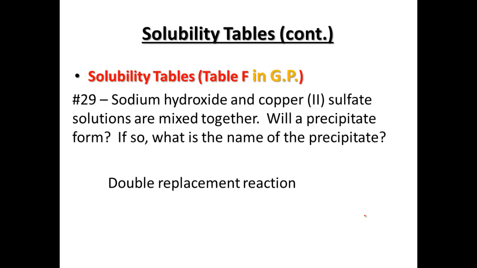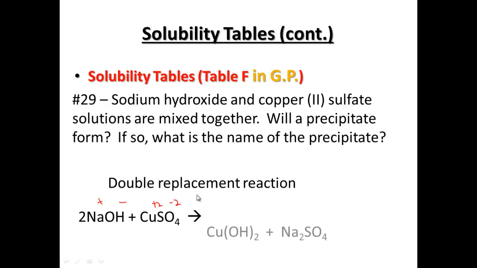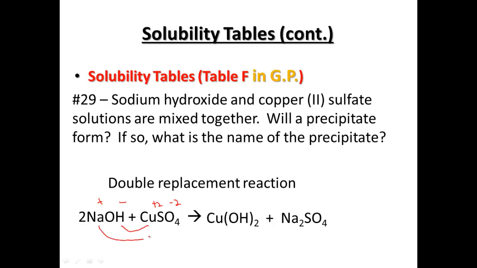And our last one, sodium hydroxide and copper 2 sulfate solutions are mixed. Will a precipitate form, and if so, what is the name of it? So sodium hydroxide and copper sulfate are going to combine to form copper hydroxide and sodium sulfate. So the question is, which of these two are soluble?